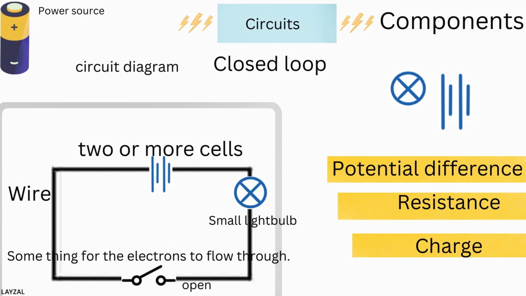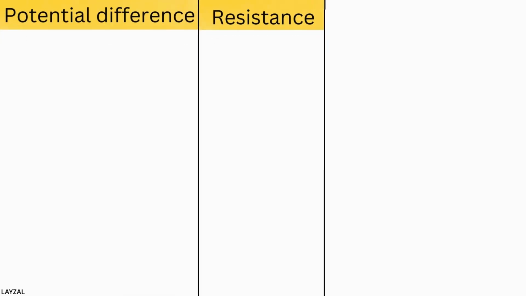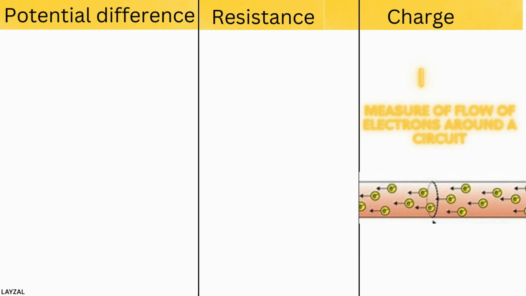To explain what's going on, we need to look at some key terms. Specifically, potential difference, current, and resistance. Current, denoted by the letter I, is a measure of the movement of electrons around the circuit, similar to the movement of water through a pipe. And it's measured in amperes, which are often simply called amps, and are denoted with the letter A.